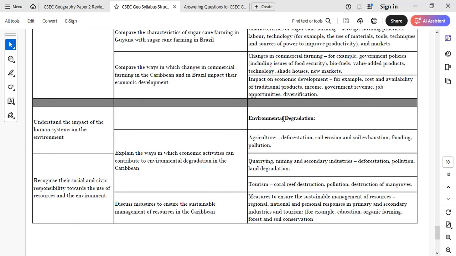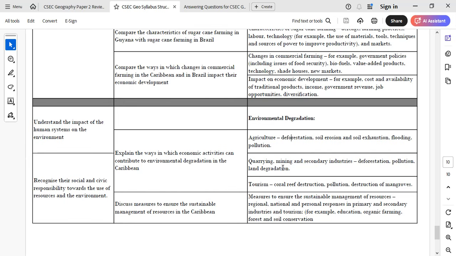Same thing, and that's under natural systems, or even with population. They could ask about population and then ask how can deforestation occur, because they need more land to house people, or how can tourism lead to environmental degradation, or how could secondary activities lead to pollution. So under this, you would see specifics on agriculture, quarrying and mining, and tourism as ways in which those activities can cause environmental degradation.